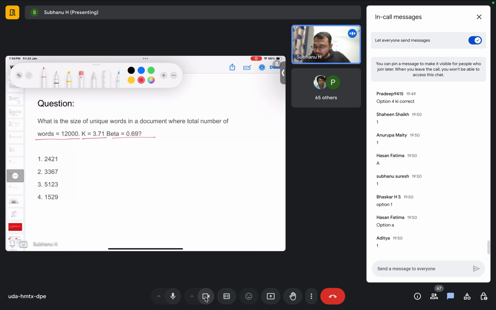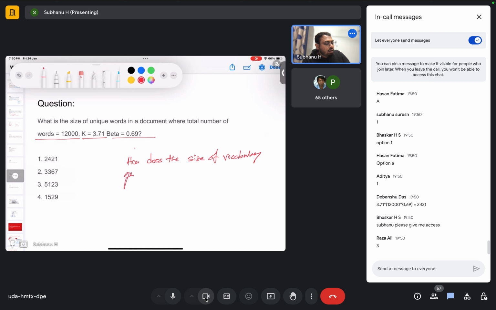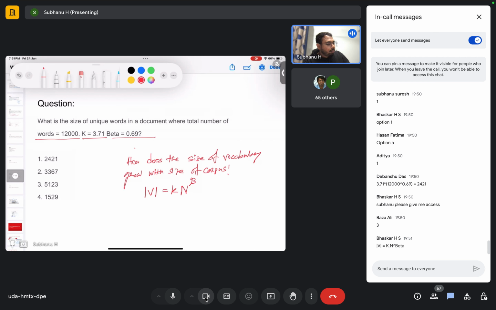So maybe you are right. My goal here is to explain why this question exists. It exists because of how the size of vocabulary grows with the size of corpus. The formula is V equals K times N to the power beta. Our beta value is given as 0.69 and k is 3.71. V is the size of vocabulary, and N is the number of tokens.